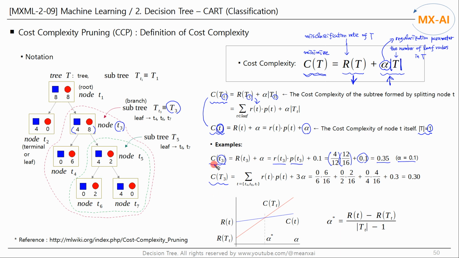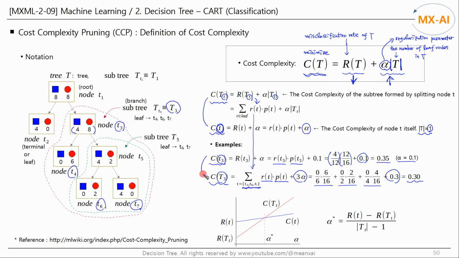Next, let's compute the cost complexity of subtree T3 using this formula. Since T3 has 3 leaf nodes, T4, T6, and T7, we sum up R of T times P of T for each leaf node as shown here. Since T3 has 3 leaf nodes, the penalty term is 3 times alpha, which gives 0.3. Therefore, C of T3 evaluates to 0.30.